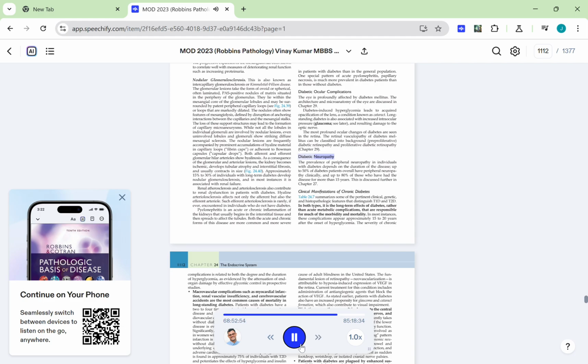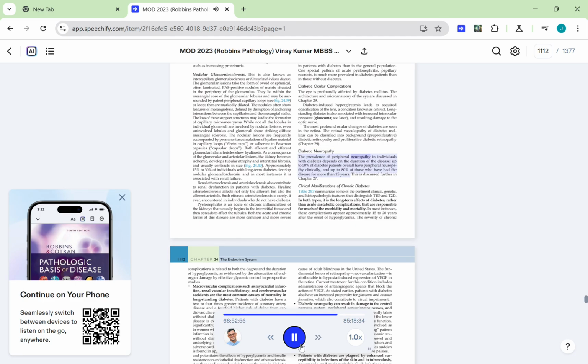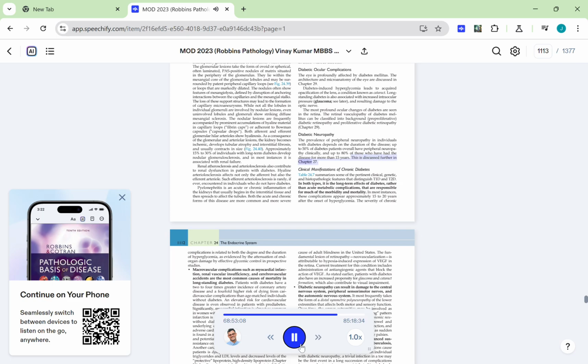Diabetic neuropathy. The prevalence of peripheral neuropathy in individuals with diabetes depends on the duration of the disease. Up to 50% of diabetes patients overall have peripheral neuropathy clinically, and up to 80% of those who have had the disease for more than 15 years. This is discussed further in Chapter 27.